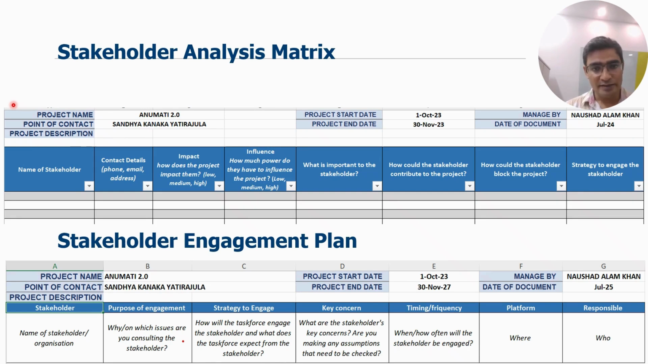When using the stakeholder analysis matrix, there are four key questions for each stakeholder. How does the project impact this stakeholder? How much power or influence does this stakeholder have over the project? What is important for this stakeholder, and how can this stakeholder contribute to the project's success? Additionally, how can this stakeholder block the project?